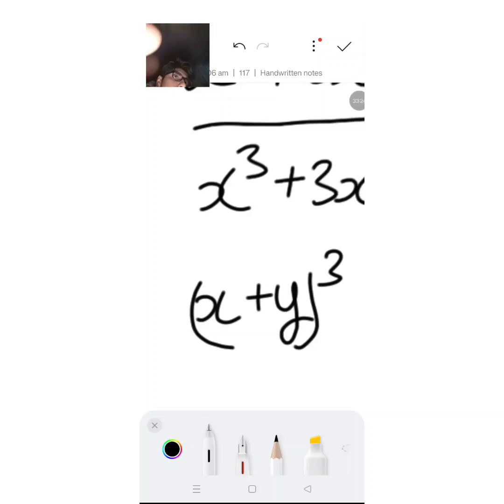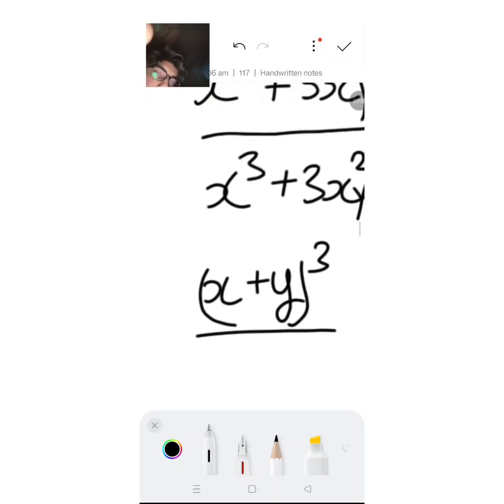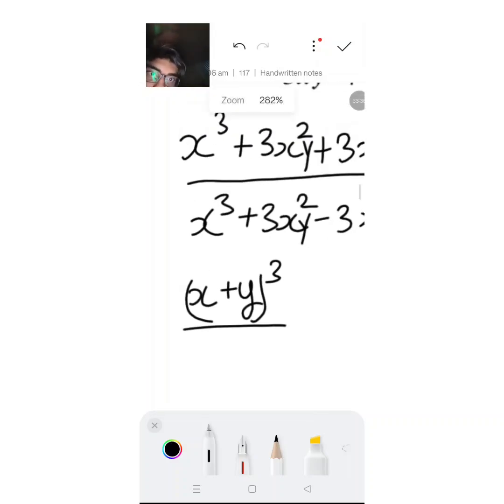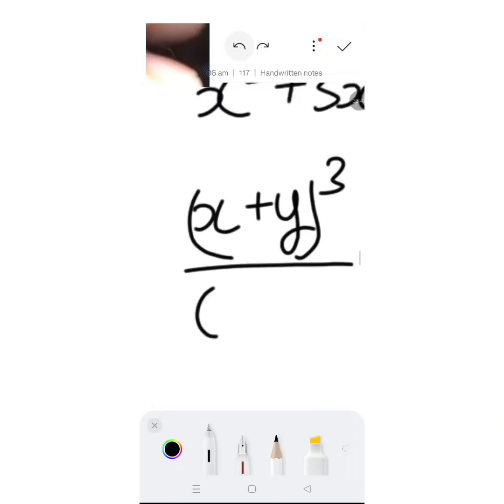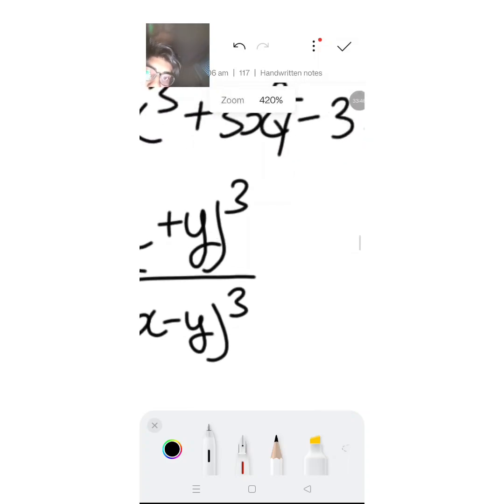A cube plus b cube is different. A cube plus b cube is a plus b times a square plus b square minus ab. That's different. This is not a cube plus b cube. It's a plus b whole cube. And as you can see, the denominator, you have a minus b whole cubed, which is going to be x minus y whole cubed. Okay.